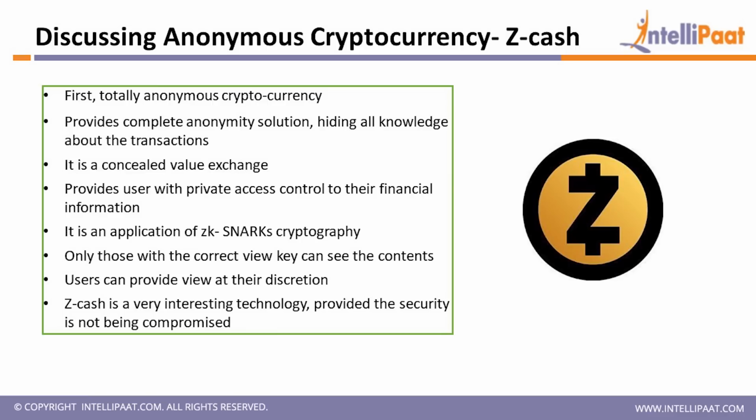Only those with the correct view key can see the content. So to view the contents of the transactions, you need to have a public key of that sender. Users can provide view access at their own discretion. Zcash is a very interesting technology, provided the security is not compromised. So, as an anonymous cryptocurrency, Zcash has its own advantages and is useful in certain areas.